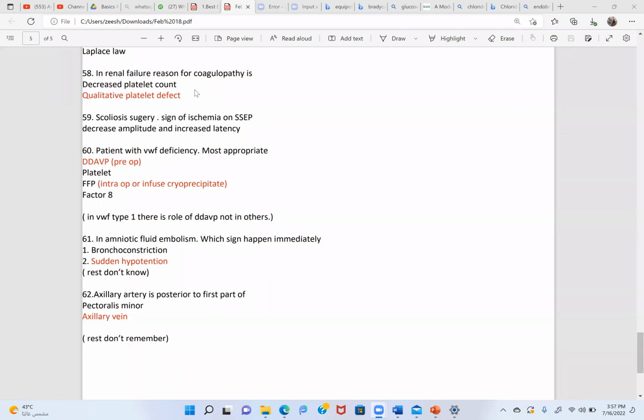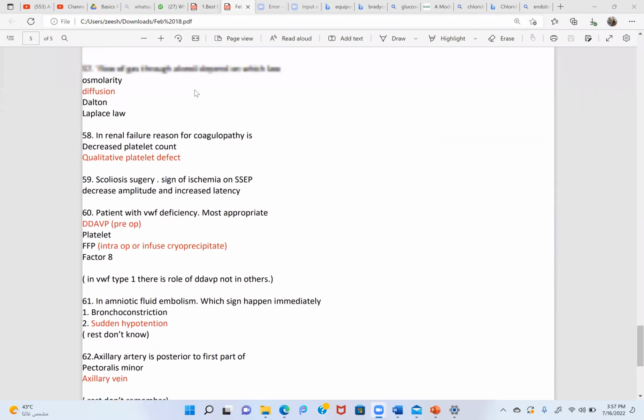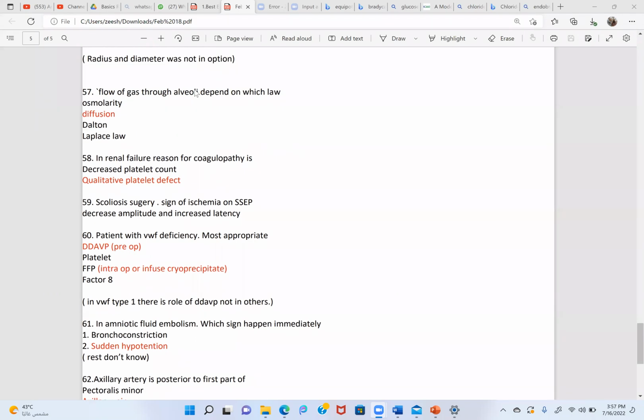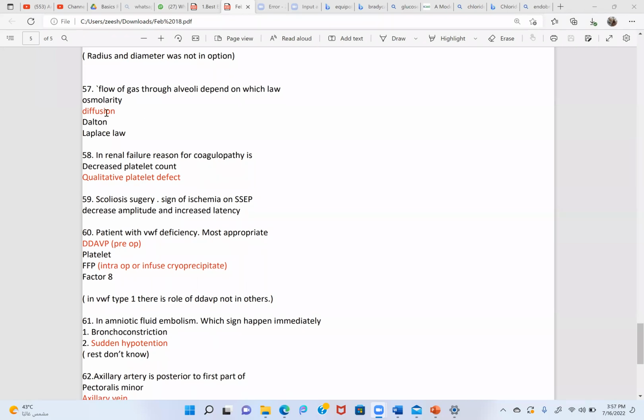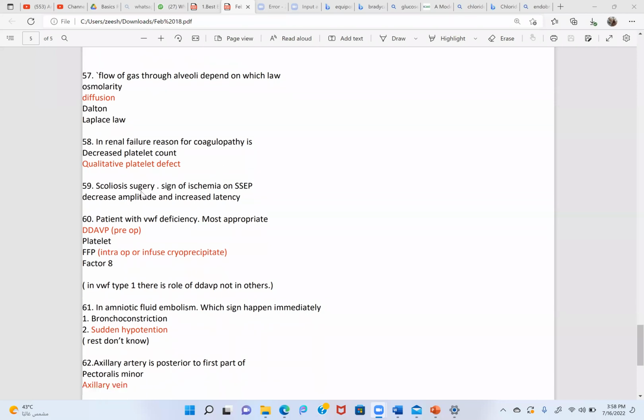No, Laplace law is for surface tension. They are talking about gas exchange. Actually, Graham's law is also there. Fick's law is also there. Both of them are there. But it is definitely diffusion, not osmolarity. Renal failure, the reason for coagulopathy is a qualitative platelet defect.